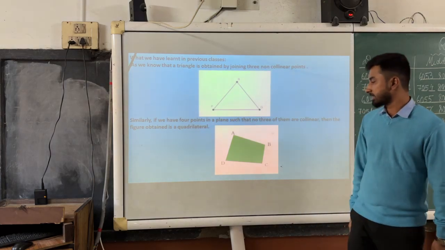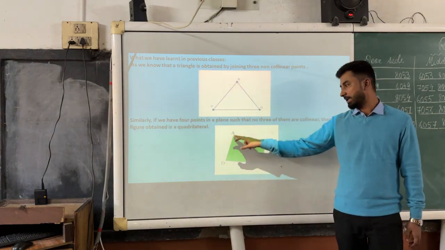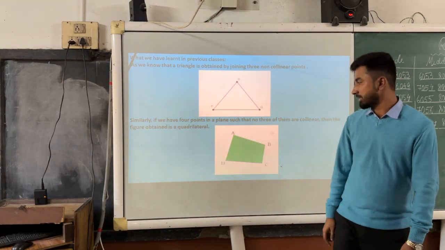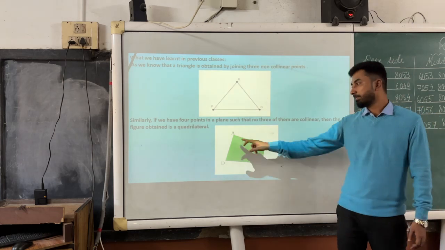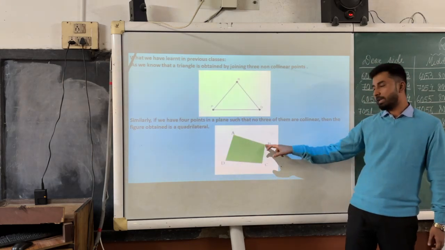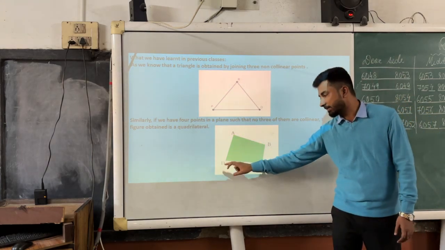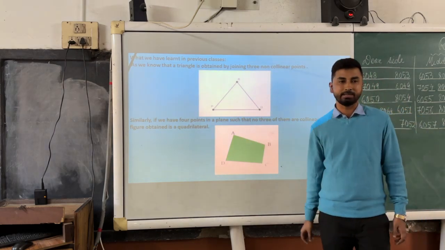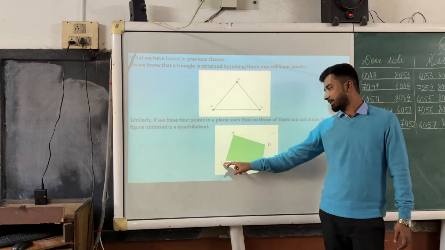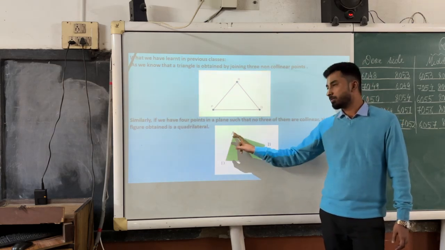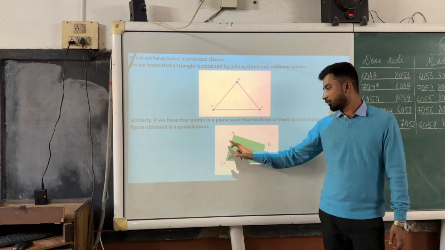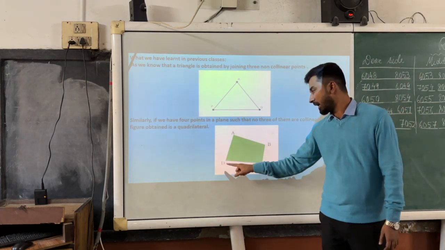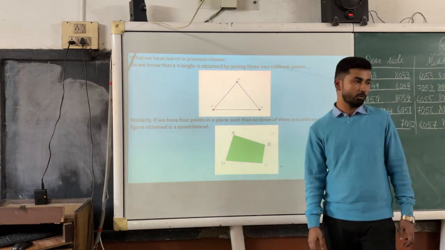So in today's class, let us take 4 points, point A, point B, point C and point D. Are there any 3 points collinear? No, because when we draw a line passing through A and B, it will not pass through C and D. Similarly, a line through B and C will not pass through A and D. A line through C and D will not pass through A and B. If I draw a line through A and D, it will not pass through B and C. So there are 4 points out of which no 3 of them are collinear.